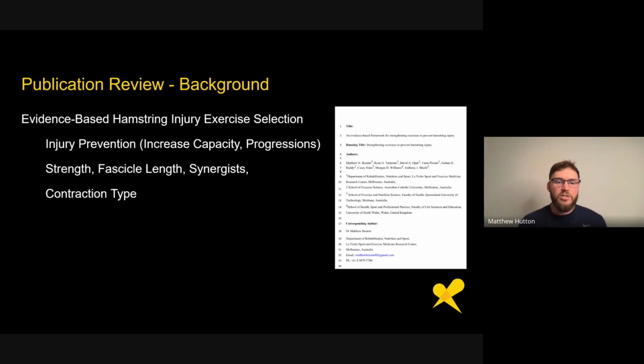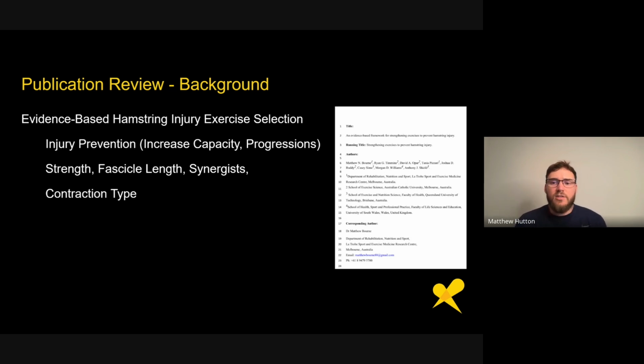Some of the adaptations that they were focused on were strength, fascicle length, especially for the biceps femoris long head, the synergists that are involved. So it was in the hamstring group. So their primary focus was just within the hamstring group itself, such as the biceps femoris short head, the semimembranosus, and semitendinosus.